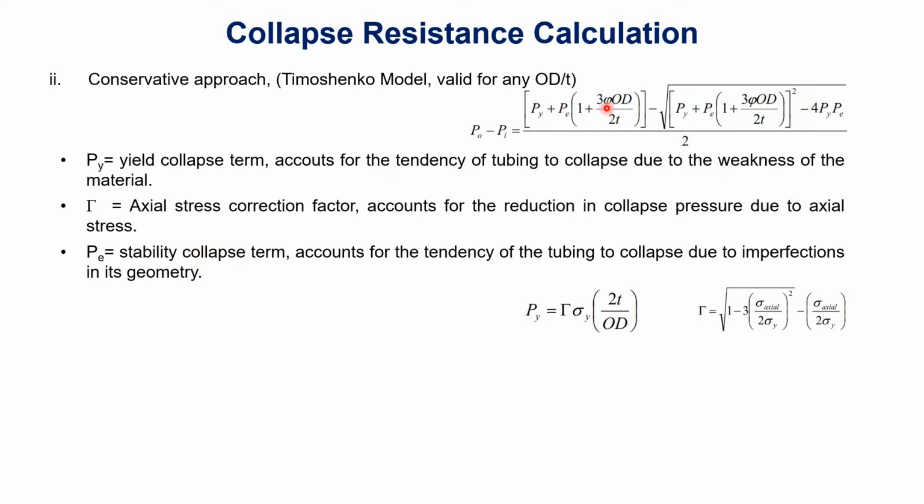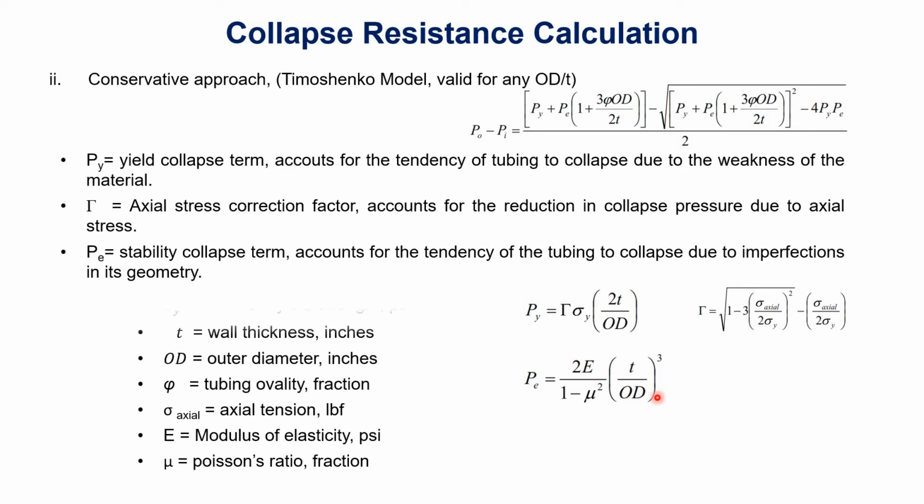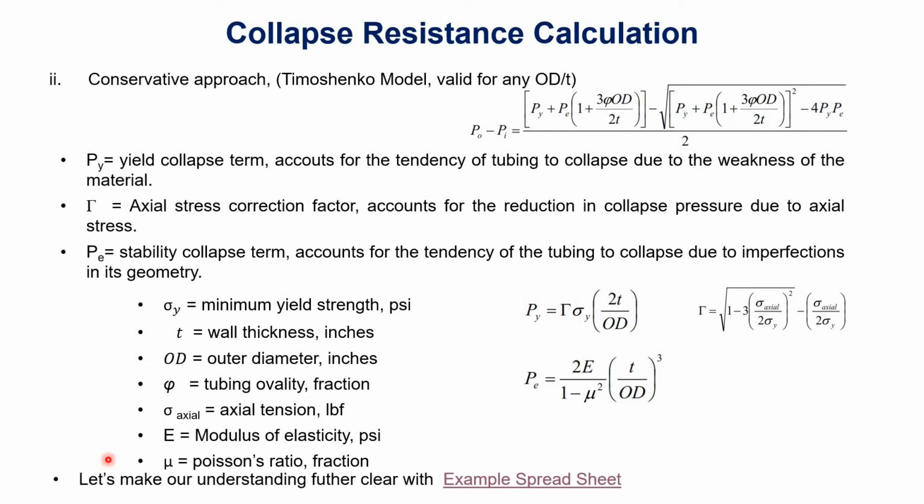P sub E, which is in our original formula, is stability collapse term which is used to account for the tendency of the tubing to collapse due to imperfections in its geometry. Formula for P sub E is equal to 2E over 1 minus mu square into T over OD whole cube. Here are the terms which are used in all these formulas. Sigma Y is the minimum yield strength in psi, T is wall thickness in inches, OD is outer diameter of the coiled tubing string in inches, phi is the tubing ovality in fraction, sigma axial the axial tension factor, E is equal to modulus of elasticity, and mu is the Poisson's ratio for the steel which is being used for coiled tubing string.